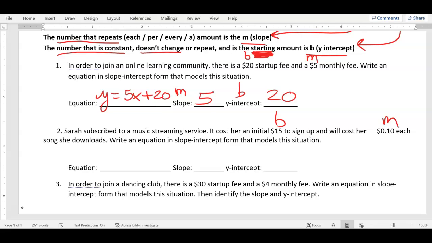And now I can fill in these blanks. So what do I put in the middle there for my slope? 10 cents or 0.10, and then my y-intercept is 15. So if I know my m, I know my b, I'm going to write it as y equals mx plus b. So y equals 0.10x plus 15. Cool. All right. Oh, that was B right here.